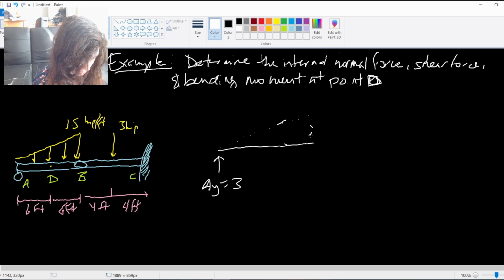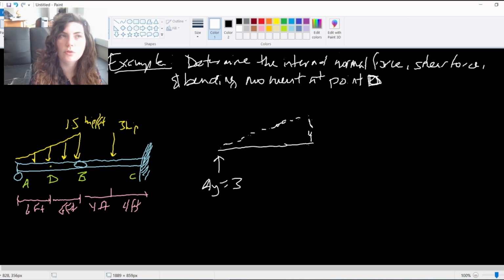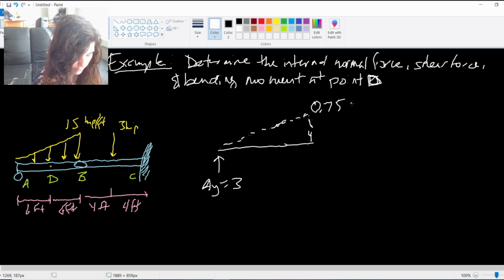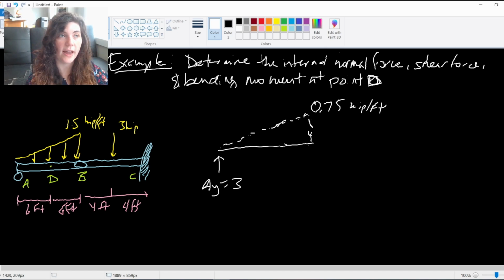I still have the distributed load, but my distributed load is different now. Notice that at point D, it's not the full 1.5 kips that it goes to up at the top here. It only goes halfway through the triangle, so this high point on the triangle is 0.75 kips per foot. So when I simplify this distributed load, I have to remember that I'm breaking this up as well, and it's going to give me a new resultant force for this segment AD, and a new location for that.